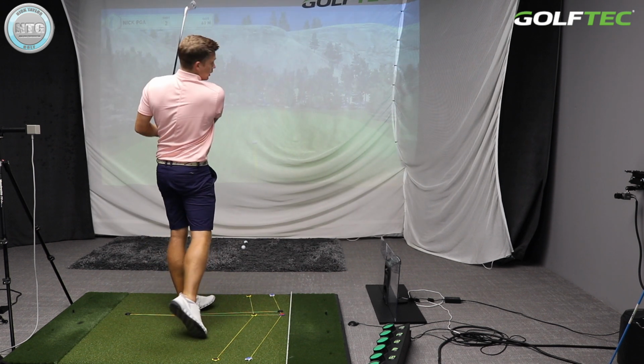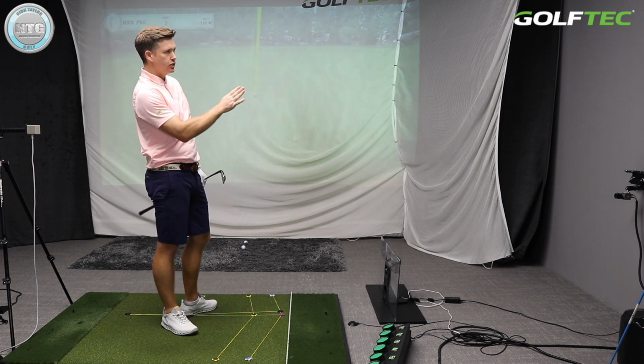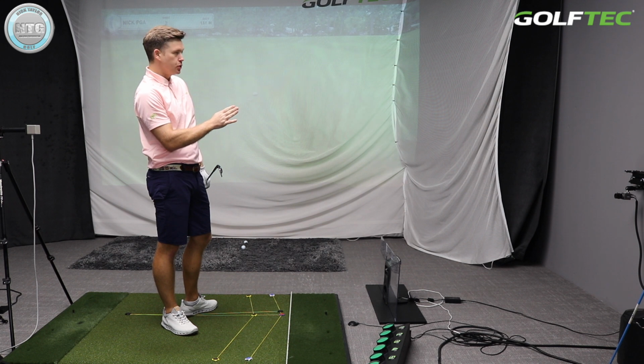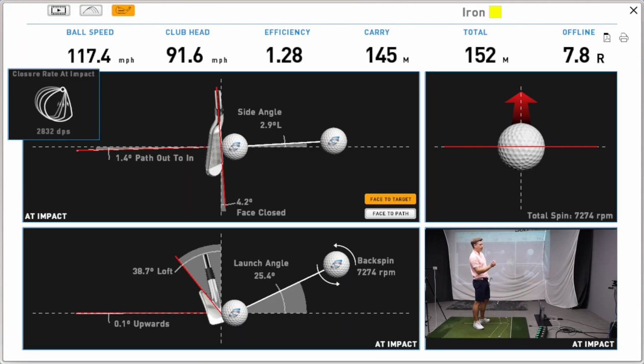So now you can see on the screen, just to the left of the line, it's staying dead straight. That was a pretty straight shot. It'd be interesting to see if that ball did move a little bit to the right in the air, maybe a fraction. Let's take a look at this club data. It's definitely moving slightly out to in, so 1.4 degrees out to in. Very slight movement to the right on the ball flight.